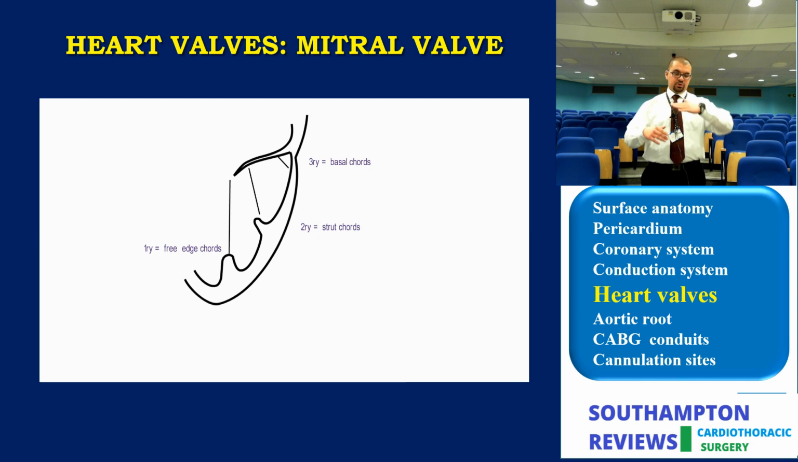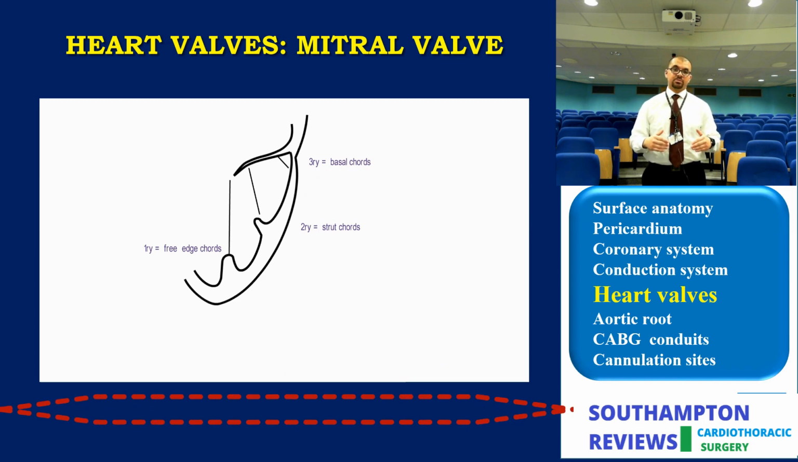So, if we consider this as the annular plane, and this is the leaflet, there is a body and there is a tip of the leaflet. If the tip of the leaflet goes above the annular plane, this is referred to as prolapse. Yet if the body of the leaflet goes above the plane, and naturally, of course, the tip will go too, this is referred to as billowing.